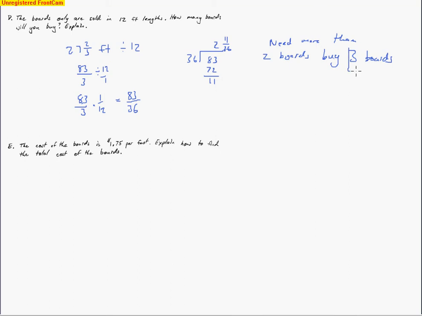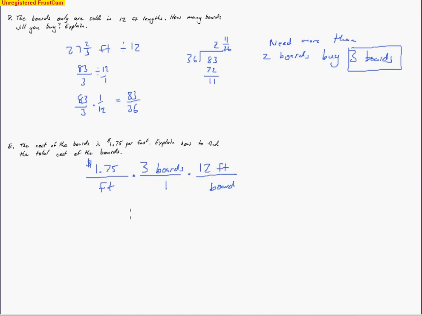So now, they're going to say, well, it costs $1.75 per foot. How much is it going to cost for all the boards? So we're going to take $1.75. Now, per means division. So per foot. And we're going to multiply it by the number of boards that we're going to end up buying, which was 3 boards. And each of these boards now is going to be 12 feet. So 12 feet per board. So we've got 12 feet times the number of boards, and then times the $1.75.